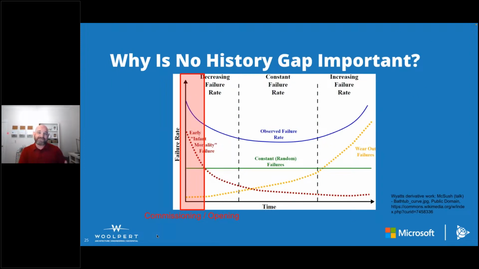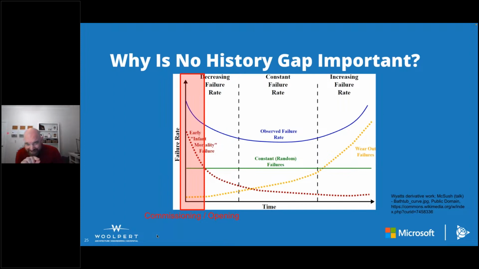And so the reason why having no history gap is so important, for those of you out there that are studiers of reliability, you've probably seen this graph before. It's the famous bathtub curve. This is looking at the typical failures that happen on assets after they've been installed. You typically have a higher incidence of failures we call infant mortality, either because it was poorly manufactured, it was installed incorrectly, or the person operating it hasn't been trained appropriately. But typically you have a higher frequency of failures in that initial phase or life cycle of the asset.